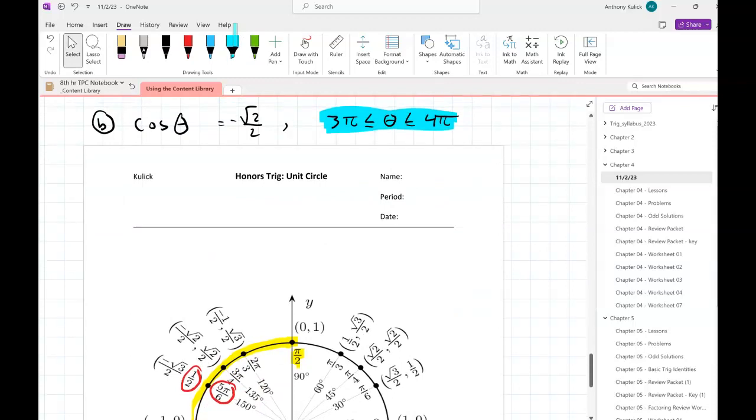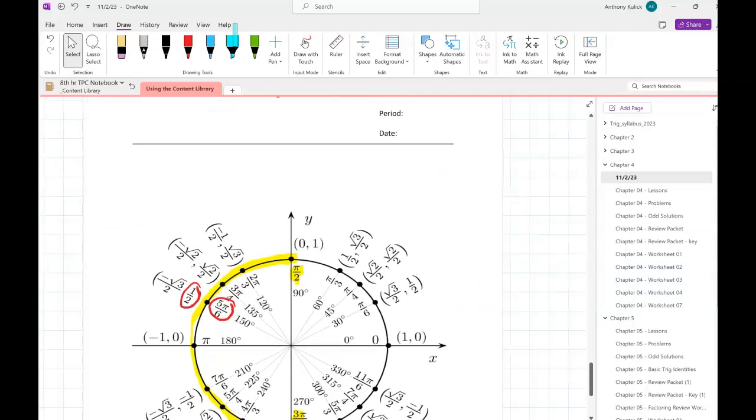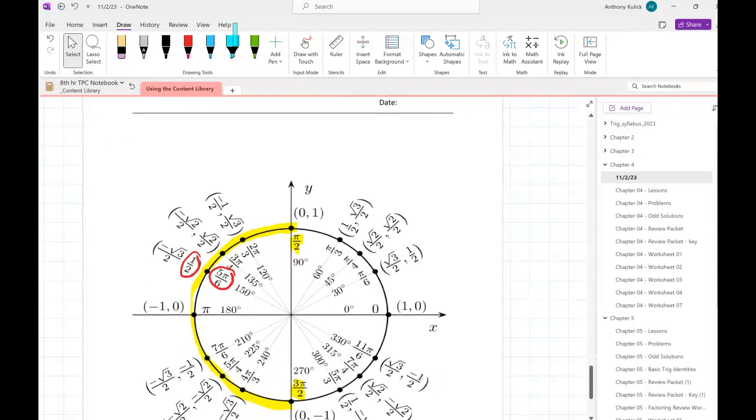3 pi is not on there, right? But I know that I can just keep going around and around on this guy, right? So if I start at 0, there's 1/2, there's 1 pi, 1.5, back to 2 pi, 2.5. So 3 pi starts here. So we go to 3.5, all the way to 4. Everybody okay with how I counted around to do that?